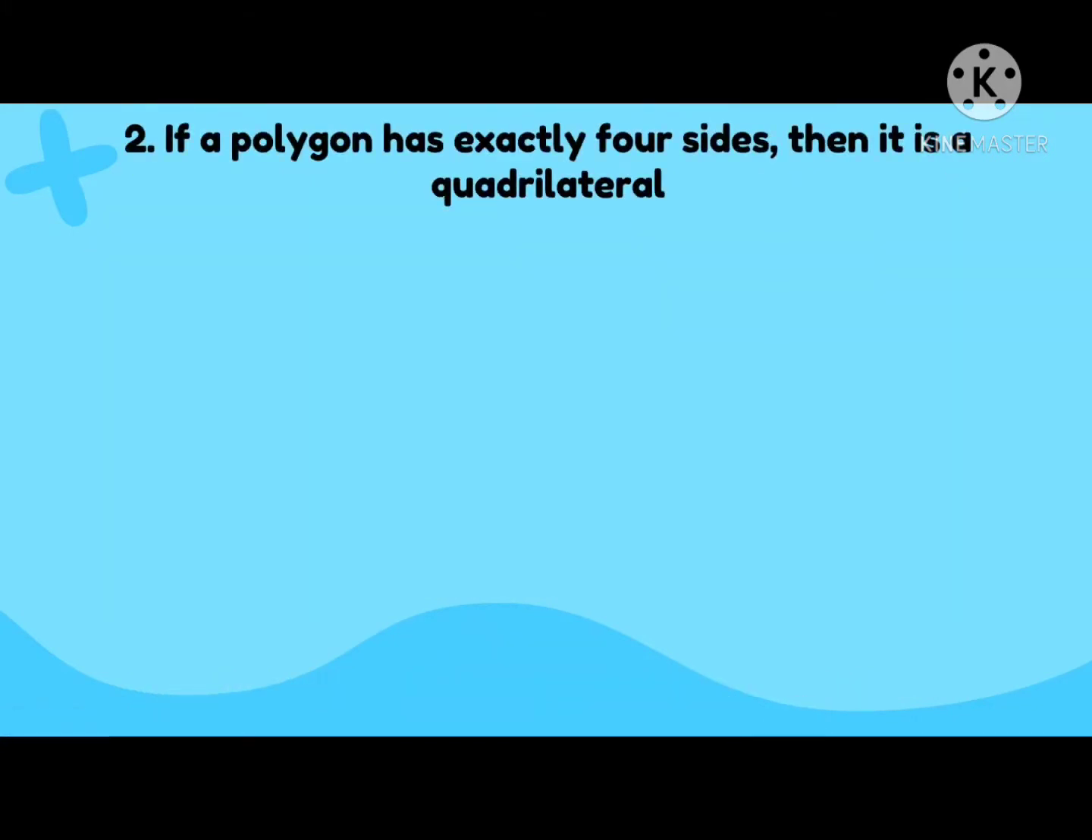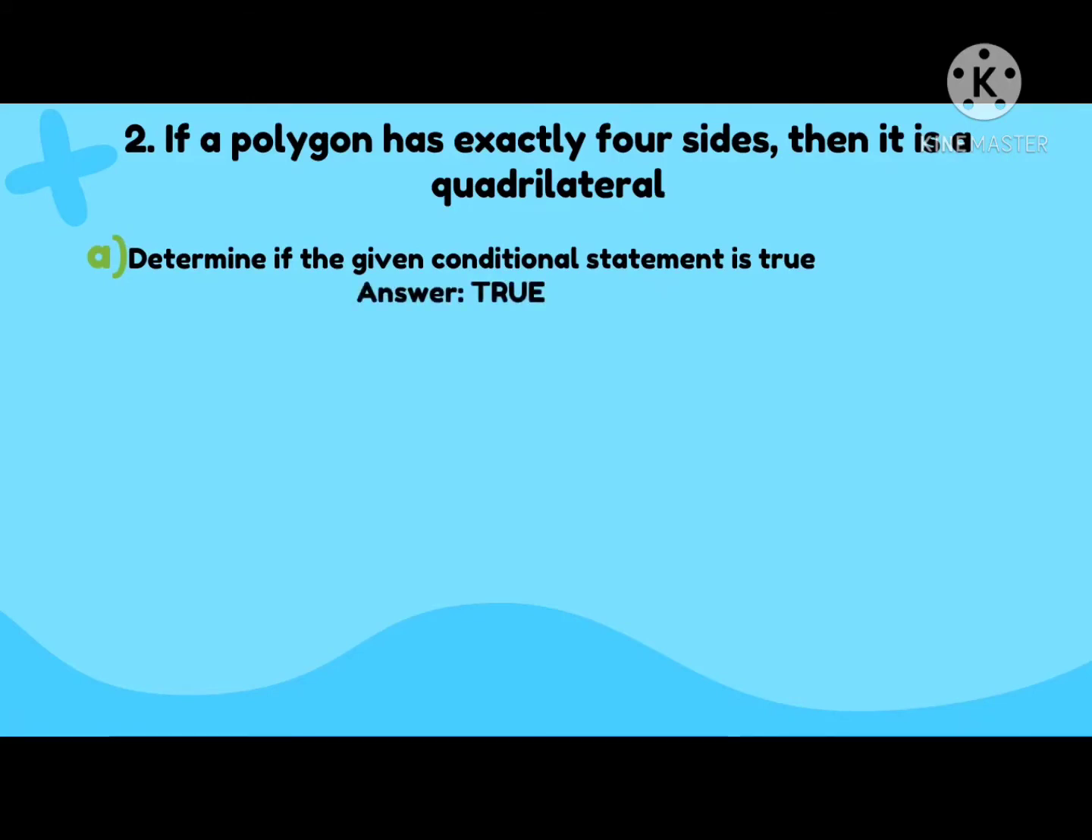Let us proceed to example number 2. If a polygon has exactly 4 sides, then it is a quadrilateral. A polygon is a plane figure. If a polygon has exactly 4 sides, like a square, then it is a quadrilateral, right? Because a quadrilateral can be defined as a closed, two-dimensional shape which has 4 straight sides. Is this statement true? Yes, this conditional statement is true.